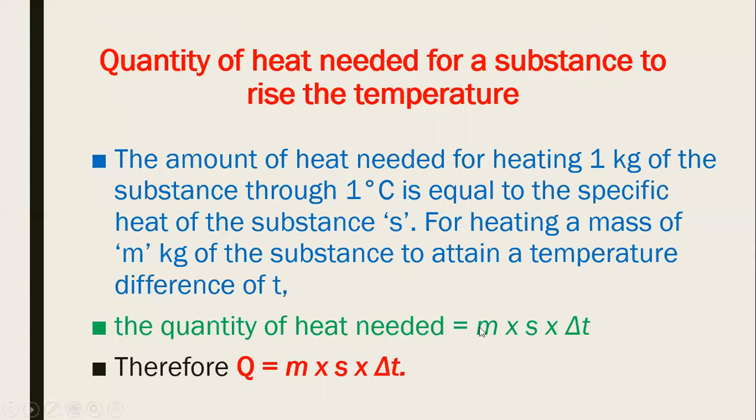Sorry, m is the mass of the material, S is the specific heat of that material, delta T is the temperature difference. So heat needed to raise the temperature from T1 to T2, to another temperature, for a particular mass m of the specific heat S, what is the value?